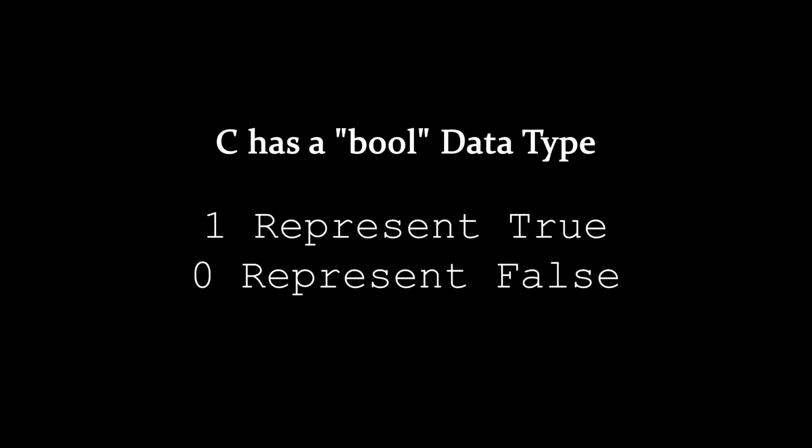C has a bool data type, which is known as booleans. Booleans represent values that are either true or false. Boolean values are returned as integers. 1 represents true and 0 represents false.